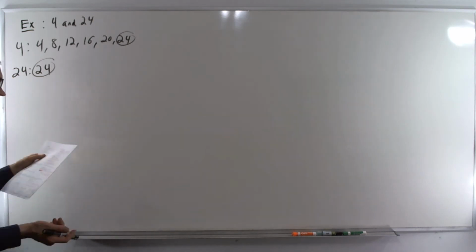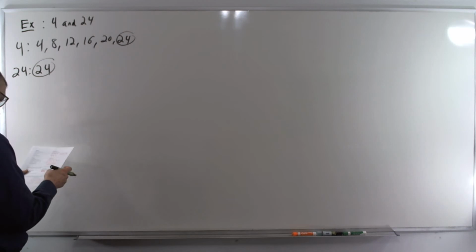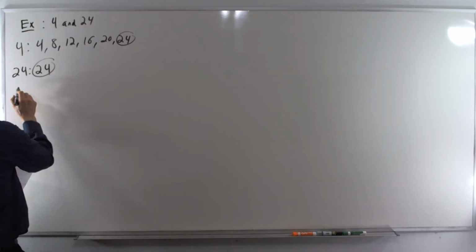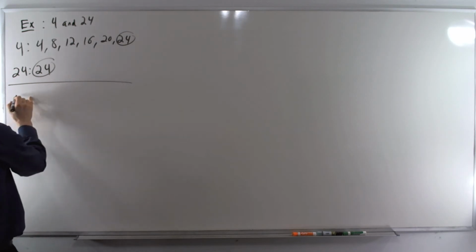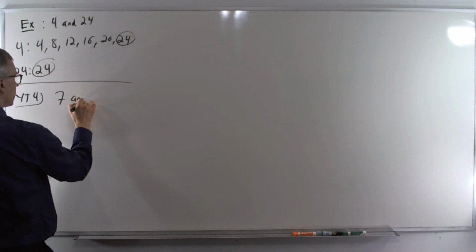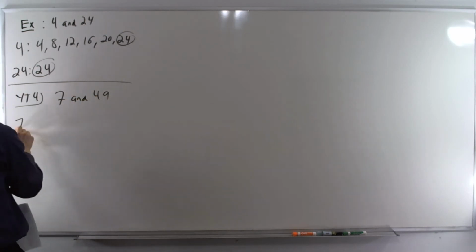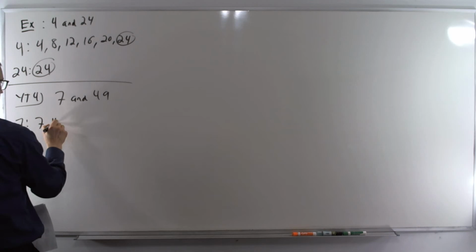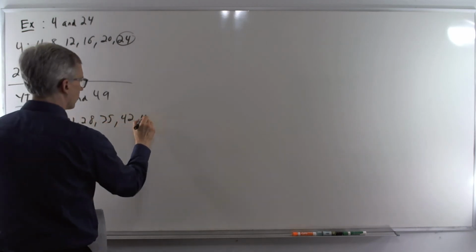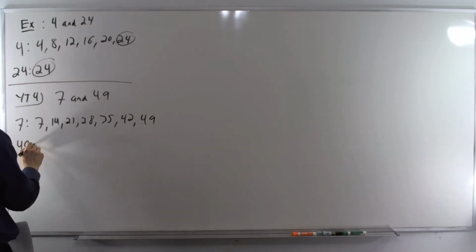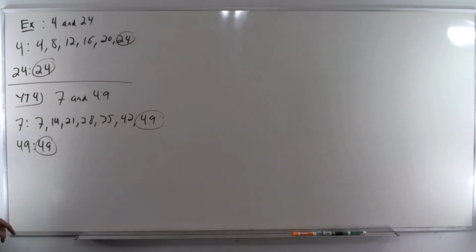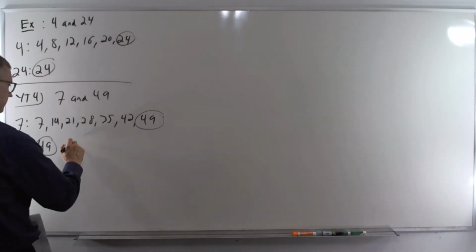All right, your turn, number 2. Oh, no, not number 2. We are on number 4. Find the LCM of 7 and 49. So 49 is a multiple of 7. So 49 is our LCM.